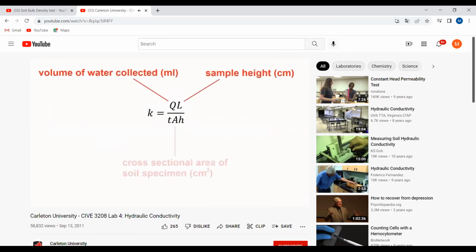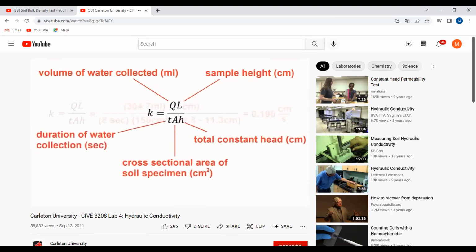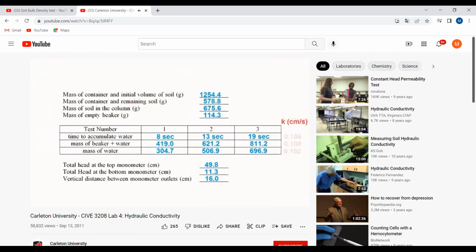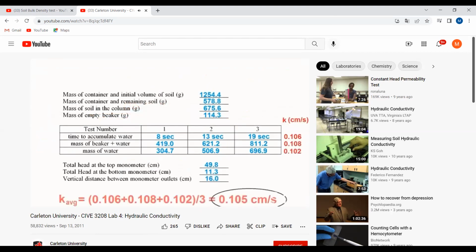The coefficient of permeability for the constant head test is given by this equation, where Q is the volume of water collected, L is the sample height, A is the cross-sectional area of the soil specimen, H is the total constant head, which is the difference in head between the 2 manometers, and T is the duration of water collection. Calculate K for each of your 3 tests. And finally, calculate the average of these 3 to get the final value for conductivity.